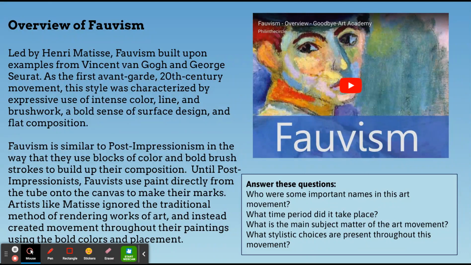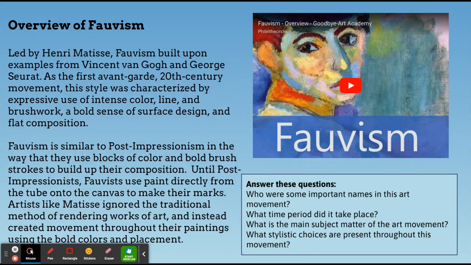Impressionism and Post-Impressionism. Fauvism is similar to Post-Impressionism in that they used blocks of color and bold brushstrokes to build up their composition. Unlike Post-Impressionists, Fauvists painted directly from the tube onto the canvas to make their artworks. Matisse ignored the traditional method of rendering an artwork and instead created movement through using bold colors and placement.